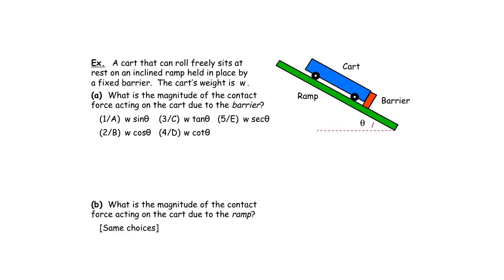You should be able to answer this immediately. What is the magnitude of the contact force acting on the cart due to the ramp? What's the contact force of ramp on cart? It's this normal force. What's the magnitude of that force to keep it in equilibrium in that direction? It's the component of the weight. So it's weight times the cosine of theta. Which answer is this? B. Okay? Does everybody see? All we've done is basically take the projections of these different forces and apply Newton's second law. Okay?